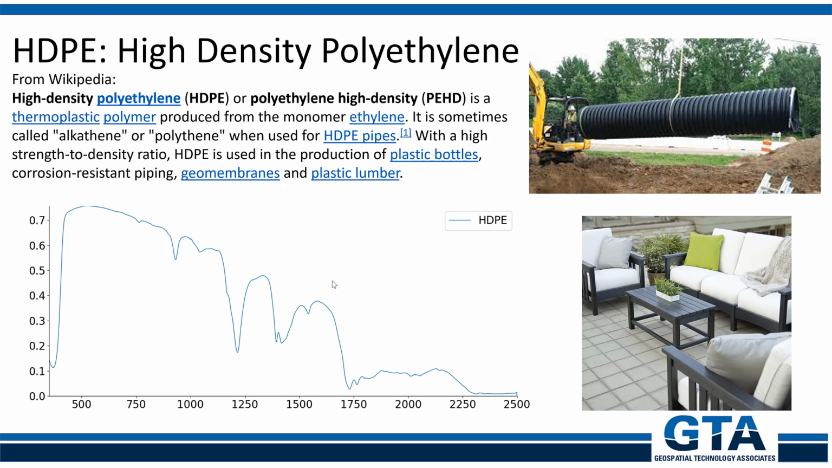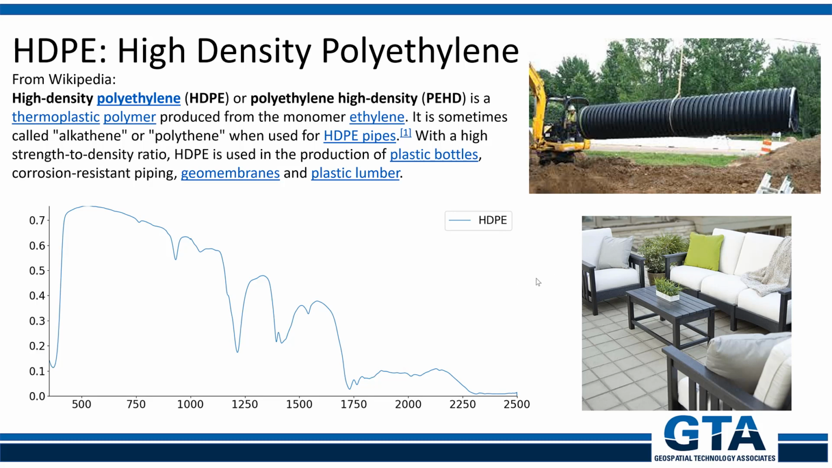The first spectra we're going to have in our spectral library is for HDPE, that's high density polyethylene. HDPE is a polymer that's used in hard plastics that are durable outdoors. So here's outdoor furniture made with HDPE. A lot of the pipes that would be used outdoors and underground, as well as plastic lumber, which refers to the outdoor furniture, and geomembrane, so it's used somewhat in membranes on the ground. And so here we have a spectra from an HDPE sample.